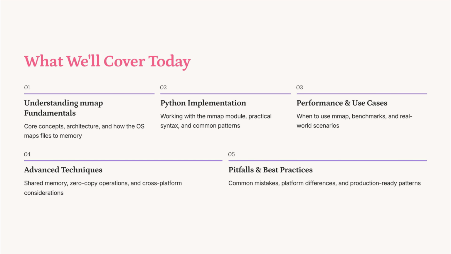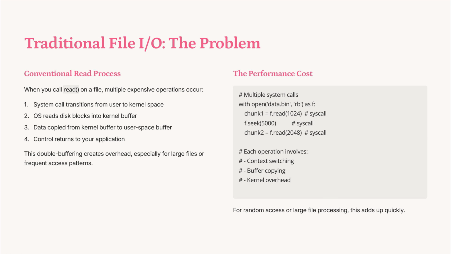Memory-mapped files in Python offer a high-performance alternative to traditional file I/O by allowing direct memory access. This technique bypasses the need for multiple system calls and buffer copying, reducing overhead. By mapping files directly into memory, applications can achieve faster data access, especially beneficial for large files or frequent access patterns. Traditional file input-output involves costly operations.